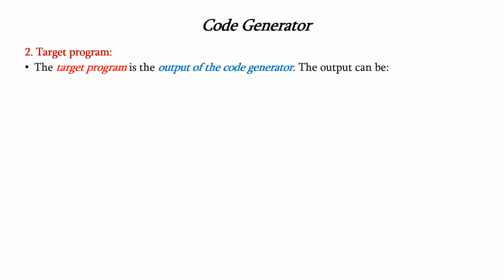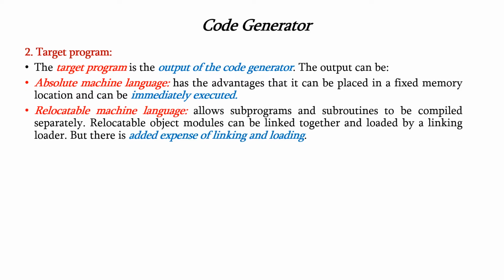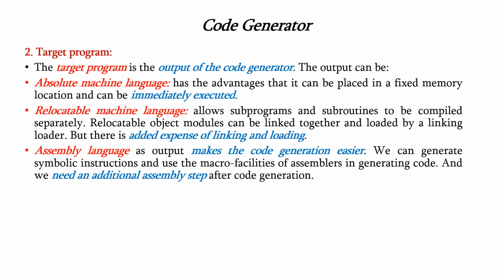Next issue is the target program. The target program is the output of the code generator. The output can be absolute machine language, which has the advantage that it can be placed in a fixed memory location and can be immediately executed. Next, we have relocatable machine language. This allows the subprograms and subroutines to be compiled separately. Relocatable object modules can then be linked together and loaded by the linking loader, but there is an additional expense of linking and loading in this output. Next, we have assembly language as the output, which makes the code generation easier. We can generate the symbolic instructions and use the macro facilities of assemblers in generating the code, and we need an additional assembly step after the code generation.